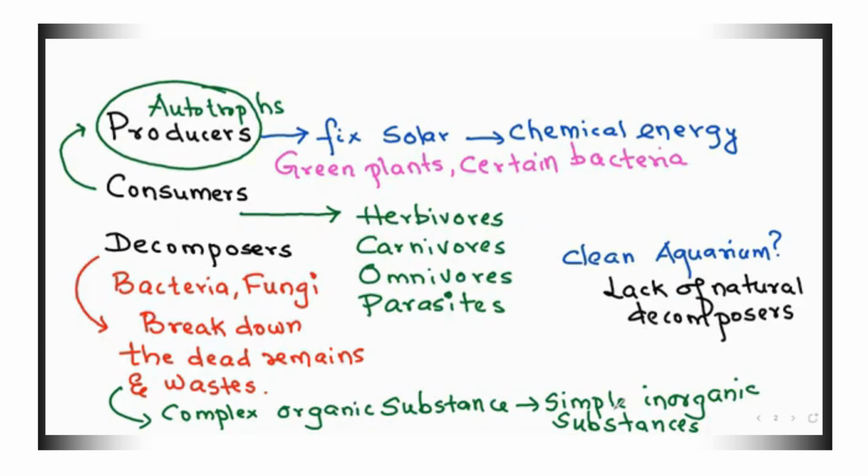So this is the total content, and you should know about the consumers. They are herbivore, carnivore and omnivore, and decomposer examples are bacteria and fungi. They are the natural decomposers which convert complex organic substances to simple inorganic substances. So this is the total content of the chapter which we took yesterday in our environment.